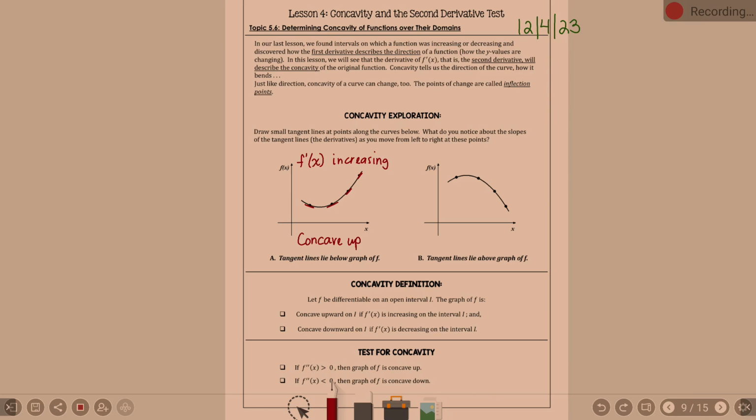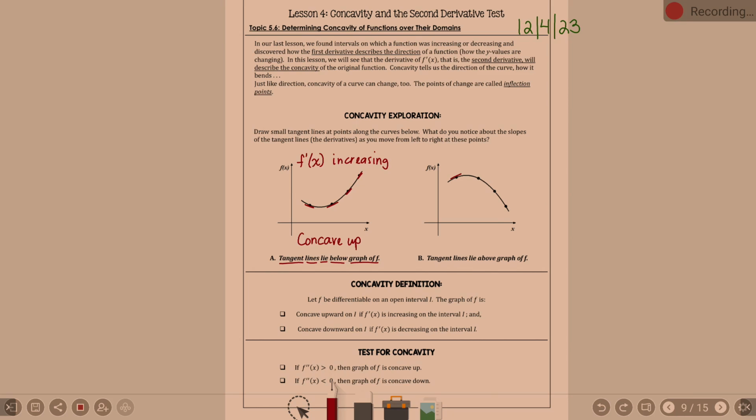As you can already tell, in this particular graph, my tangent lines lie below the graph of f. So anytime you have a concave up graph, your tangent line should be below the graph. Now, what about B? Concave down.